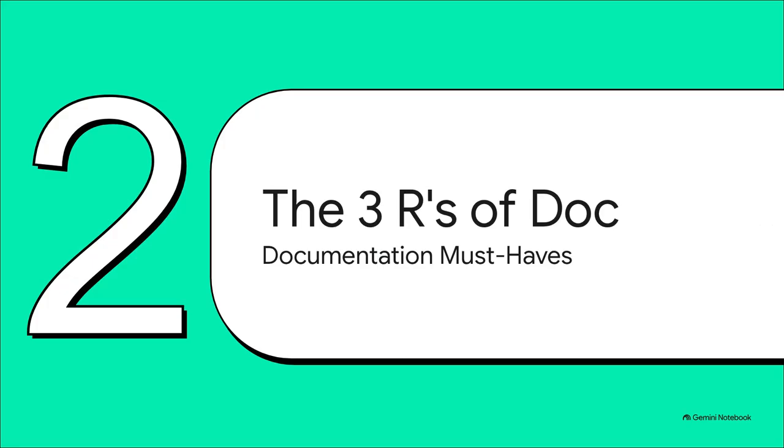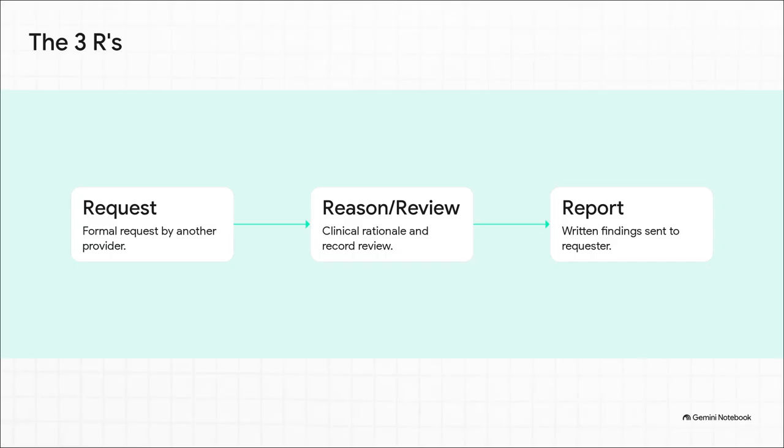Moving on to Section 2, let's talk about the absolute bedrock of compliance here, the 3 R's of documentation. This right here is the most critical compliance anchor of this entire explainer. Auditors are aggressively looking for 3 mandatory milestones in every single chart: the request, the reason or review, and the report. These aren't just polite suggestions, guys. They are absolute non-negotiable requirements. If you miss even one of these, it completely invalidates the consultation, period.